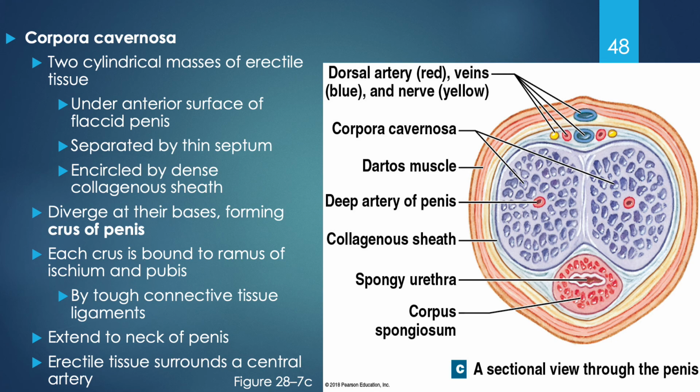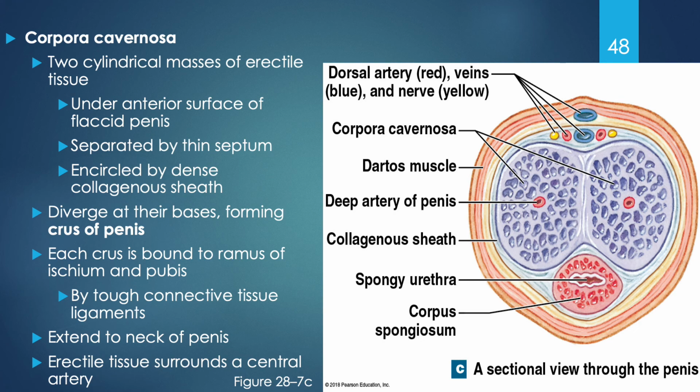The corpora cavernosa are the 2 cylindrical masses of erectile tissue that compose the majority of the volume of the penis. And in figure 28.7, you can see those areas in purple occupying the majority of the cross-sectional view of the penis. So these are present under the anterior surface of the flaccid penis, which, interestingly, by the way, in anatomic position, would actually be the posterior surface, because in anatomic position, the penis is erect. So be careful to note this. When you're working clinically, if you find a lesion, for example, that you need to describe that might be on the quote-unquote underside of the penis, you would normally think, well, that would be the posterior.